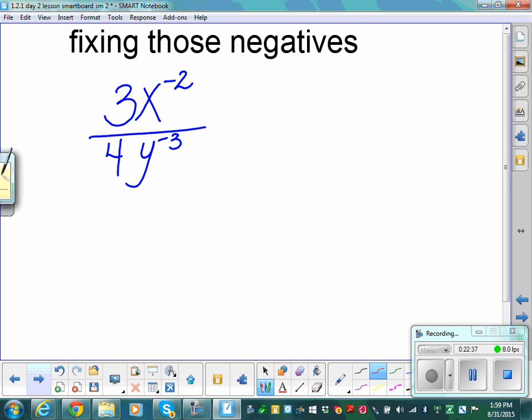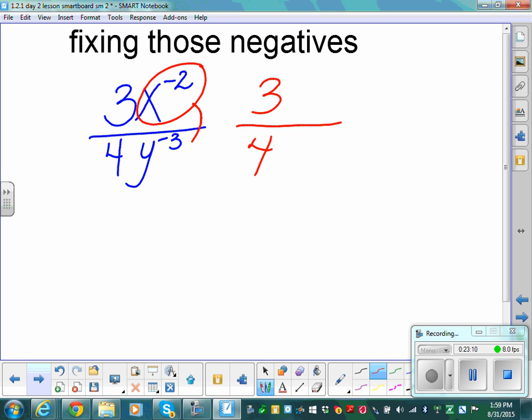I'm saying, if you got this as a final answer, could we be finished? The answer is no actually, because is the 3 a negative exponent? No, so it's got to stay where it is. And the 4, not a negative exponent, it's got to stay where it is. So once again, the 3's got to stay, the 4's got to stay. This, however, has a negative exponent.